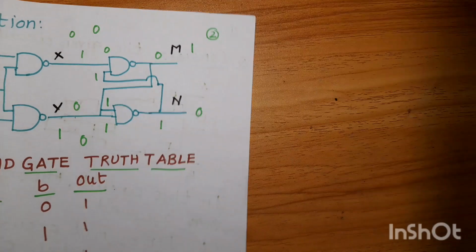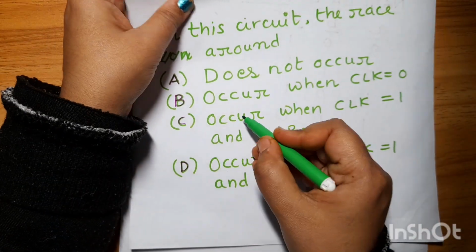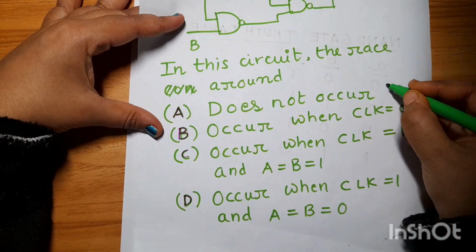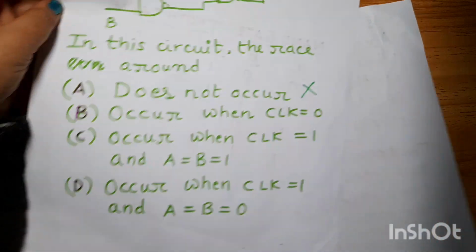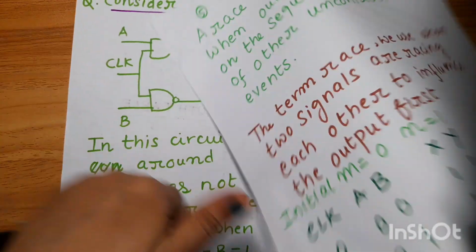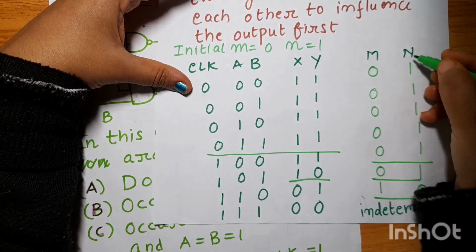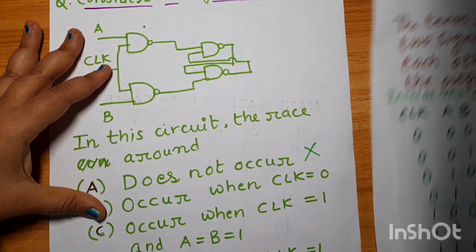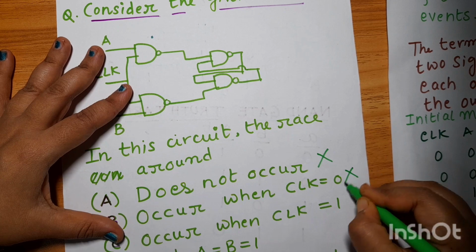So answer of the question is option C. If you see the question, here is the option C. So when the race around condition does occur, this is false. It doesn't occur when the clock is 0, true. Till the point when the clock is 0, M and N would retain the old value. So the race around condition does not occur when the clock is 0. So this is also cross.